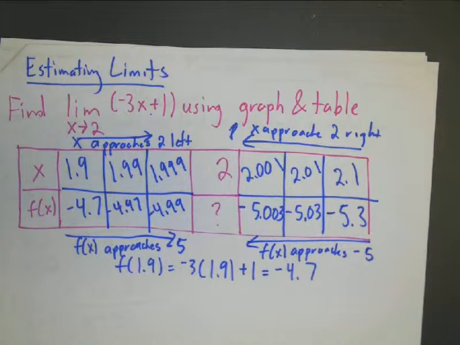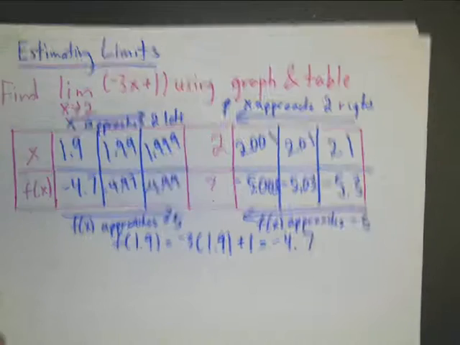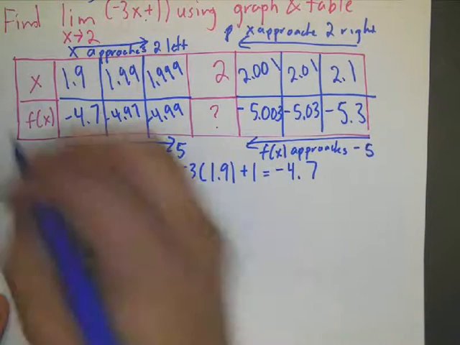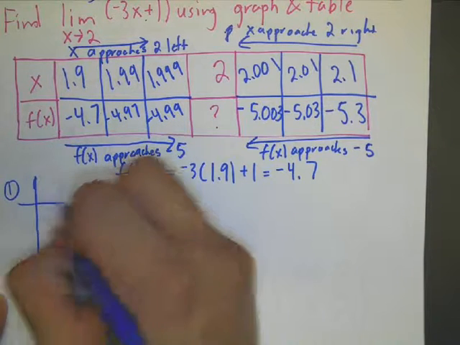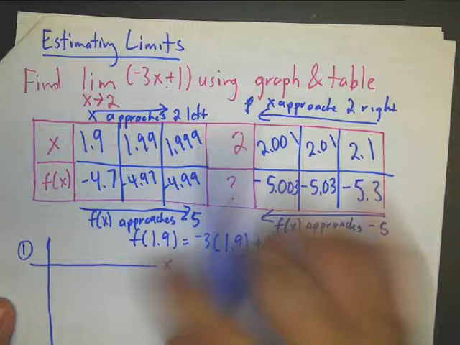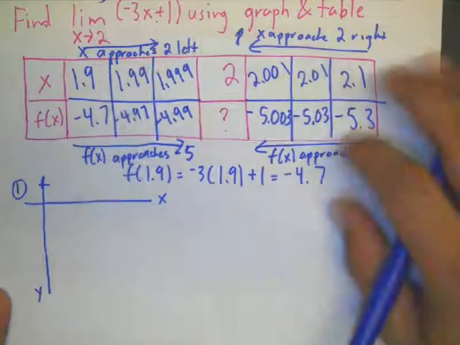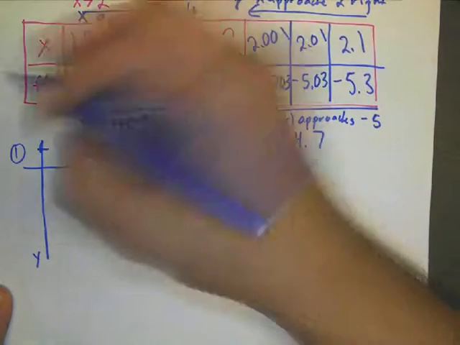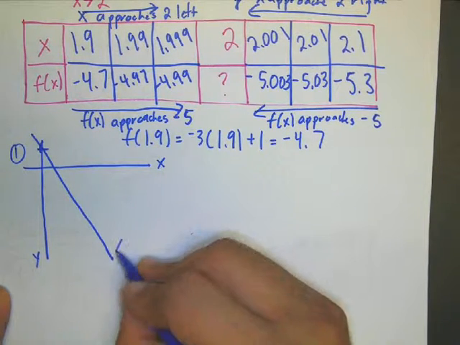So, let me draw the graph of this just to illustrate again what's going on. So, if I graph this out, my x and y axis here, my y-intercept of this function is, anyone know? What's my y-intercept? 1. So it's going to cross there at 1. And then it has a slope of negative 3, so it's going to look something like that. And of course, this line is the function f of x equals negative 3x plus 1.